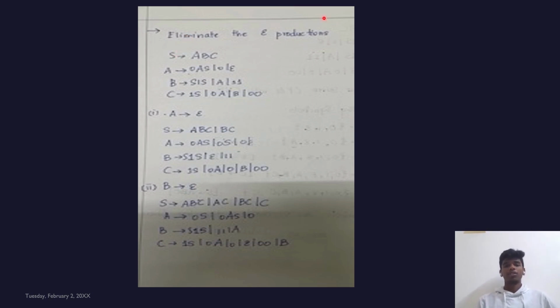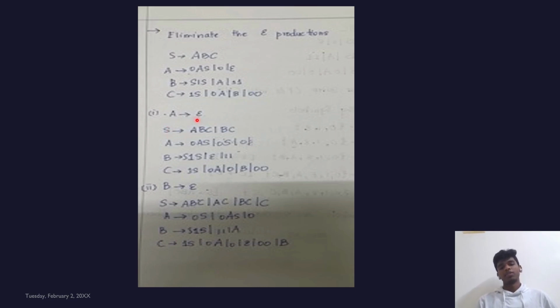Eliminate the epsilon functions is the second step. Now, where do we have epsilon functions here? See here, we have A defines epsilon. That is one of the epsilon functions we have. Let us try removing this A defines epsilon.